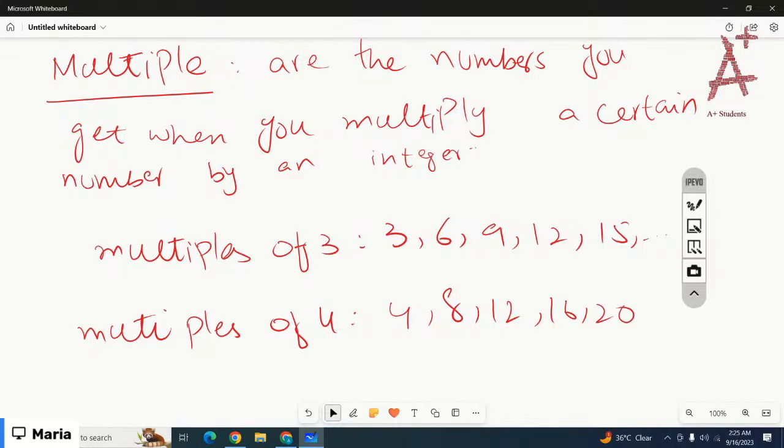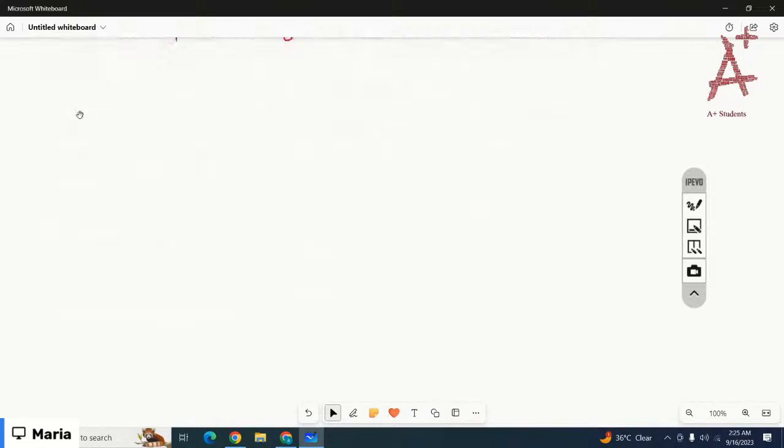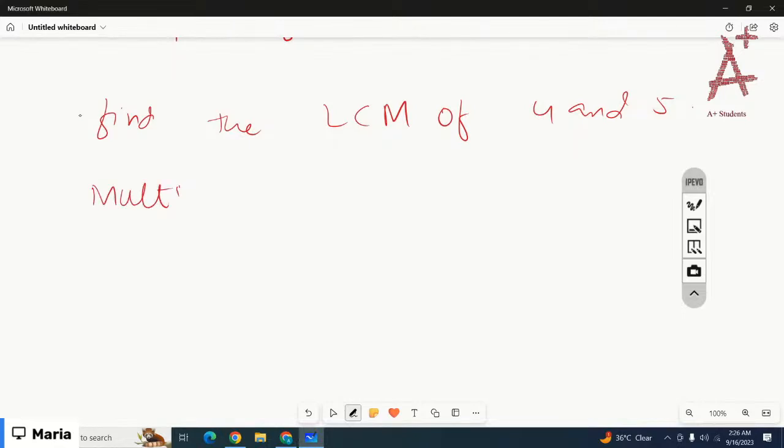Now let's do an example to calculate the LCM of two numbers. Find the least common multiple of 4 and 5. You have to find the multiples of 4 and 5. First, we're going to write the multiples of 4 and then the multiples of 5.